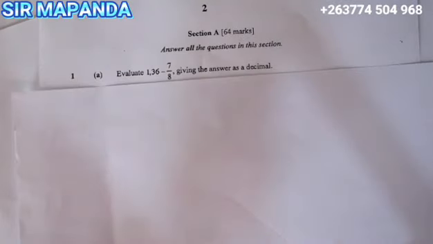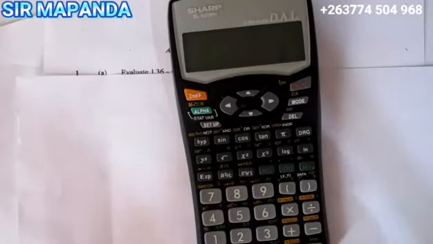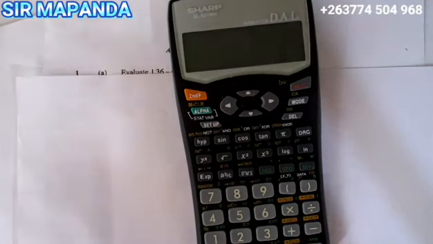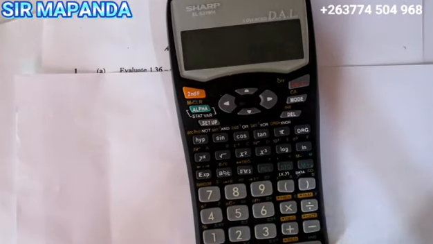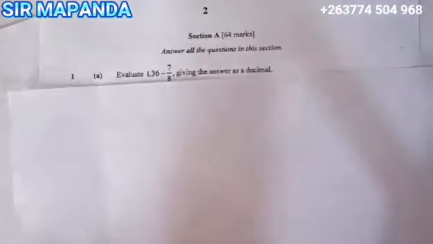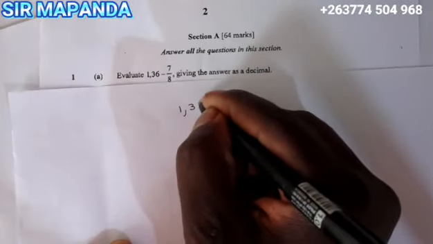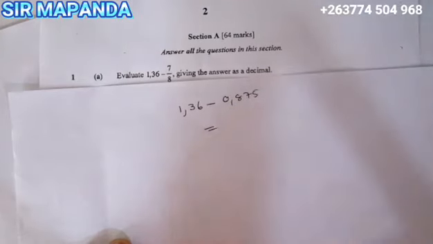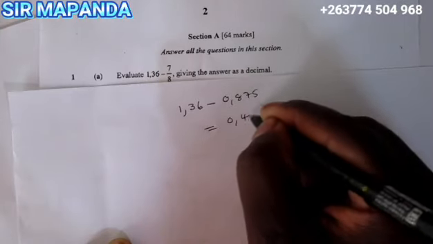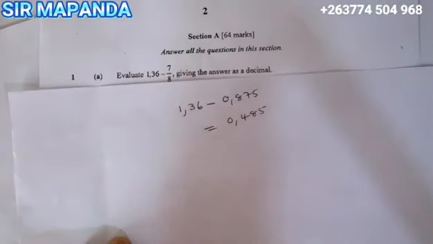Right, since this is Paper 2, you can convert 7 divided by 8 into a decimal fraction. So 7 divided by 8, you get 0,875. So I'm going to write 1,36 minus 0,875. If you subtract this, you get what? 0,485, and this is your final answer. I hope you are listening, class.